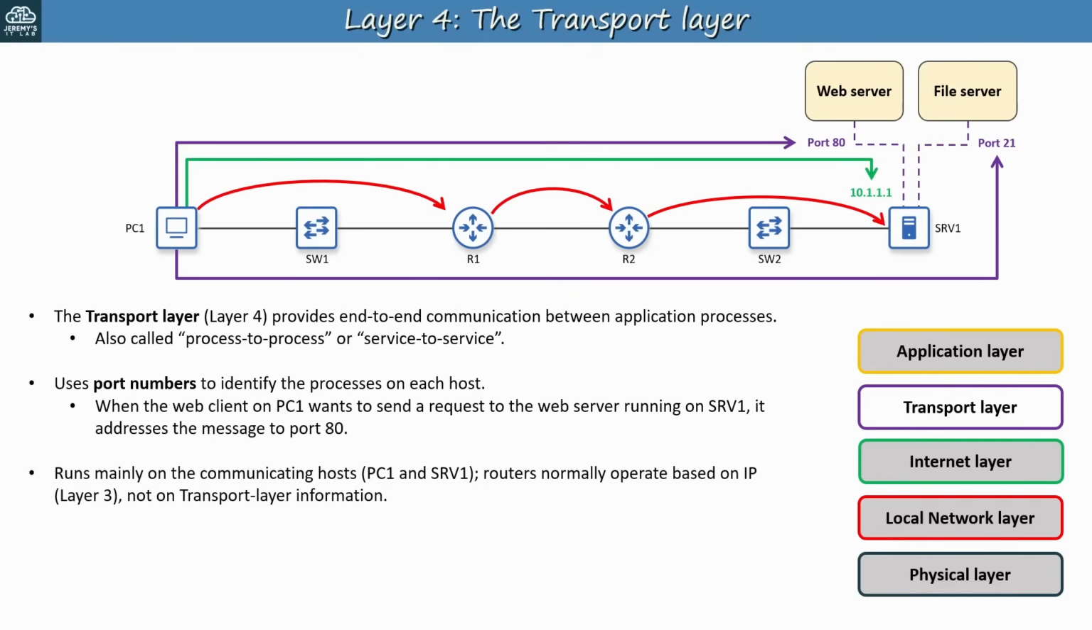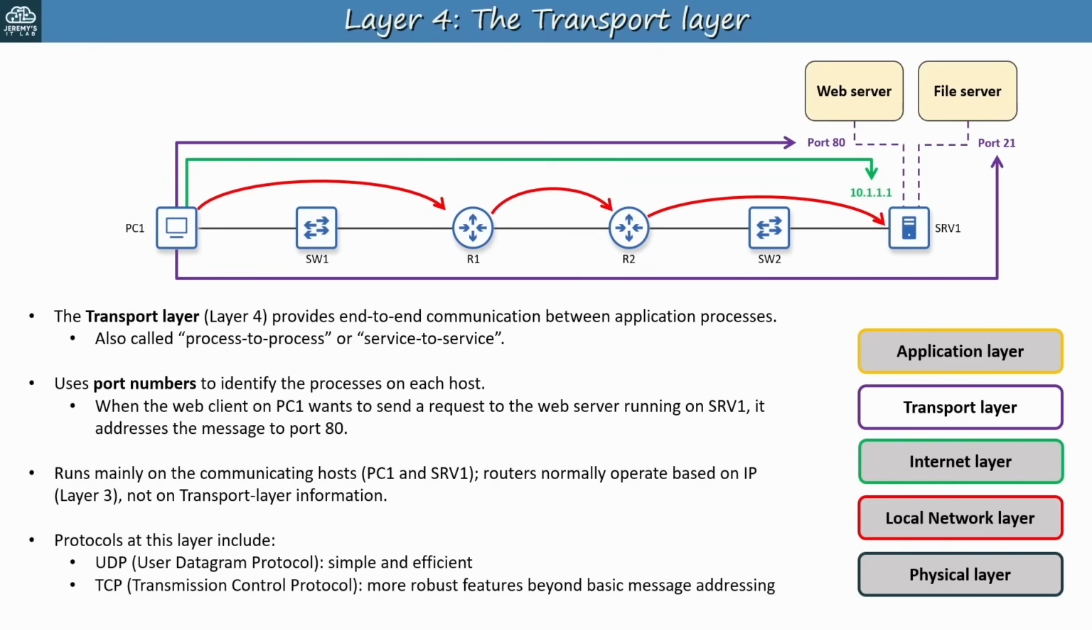Layer 4 runs mainly on the communicating hosts, PC1 and server 1. Routers normally operate based on IP, layer 3, not on transport layer information. There are exceptions, of course, but that's a topic for later in the course. Layer 4 is primarily a conversation between the two communicating hosts. There are a few protocols used at this layer. The two most prominent are UDP, User Datagram Protocol, and TCP, Transmission Control Protocol. They both offer some different features, and we'll cover them in this course.